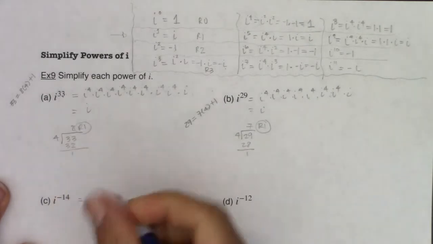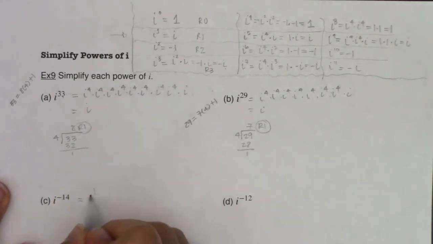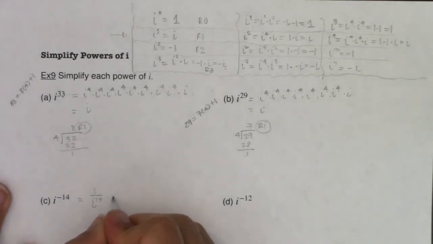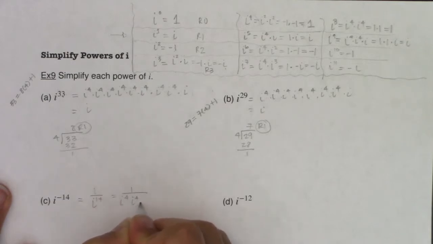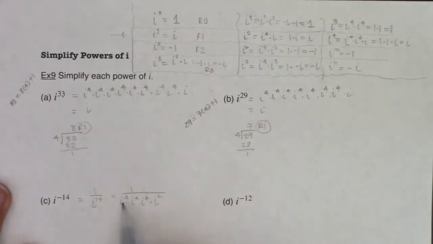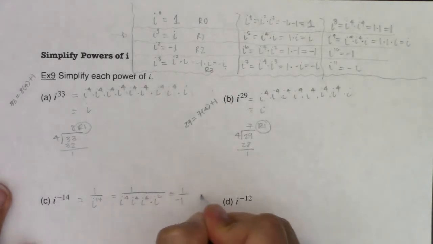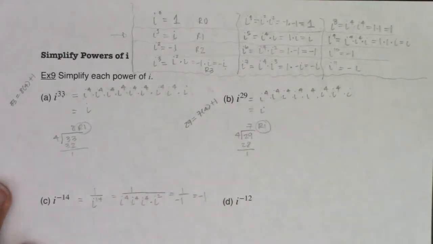So this would be, if you remember negative exponents, that's like saying 1 over I to the 14th, okay? Now, if you want, you can write this out the long way. I don't recommend it. You can say this is I to the 4th times I to the 4th times I to the 4th, wait for it, times I squared. So this is 1 times 1 times 1 times -1. So this is ultimately 1 over -1, which is -1. So you could do it that way.